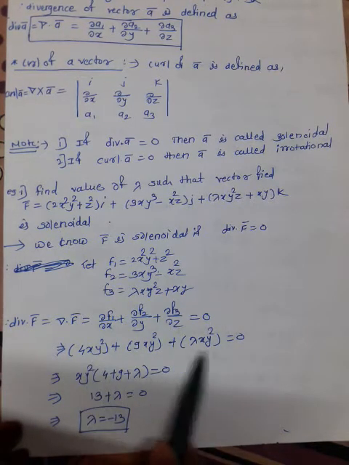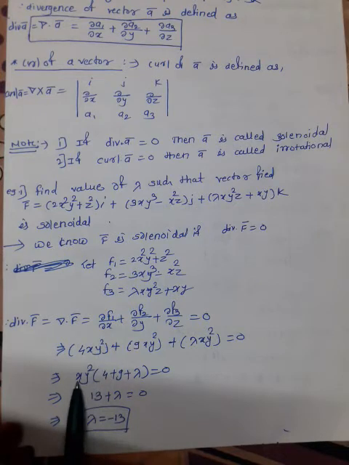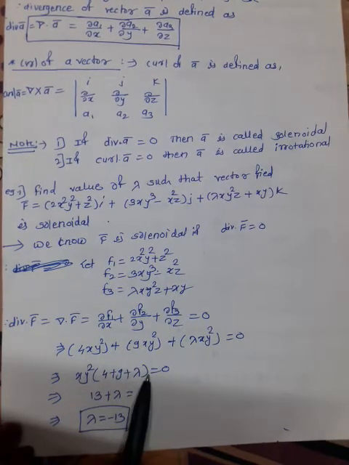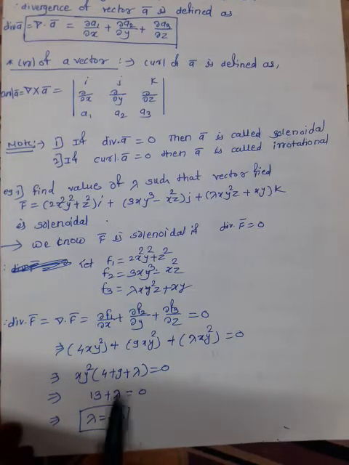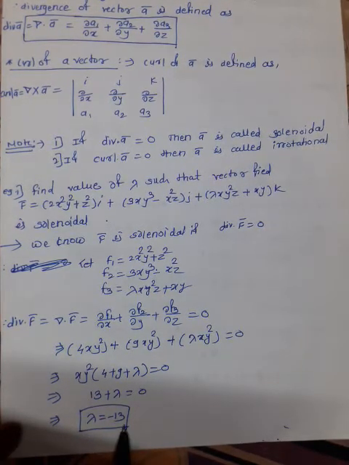Now take xy square common from all three terms. We get 4 plus 9 plus lambda. Divide by xy square, we get 9 plus 4 is 13 plus lambda is equal to 0. Therefore lambda is equal to minus 13.